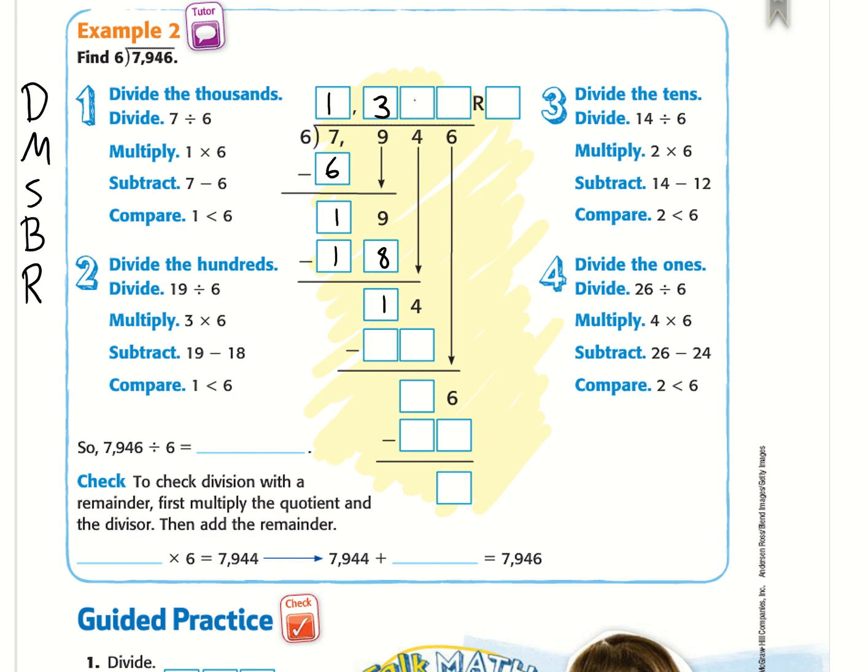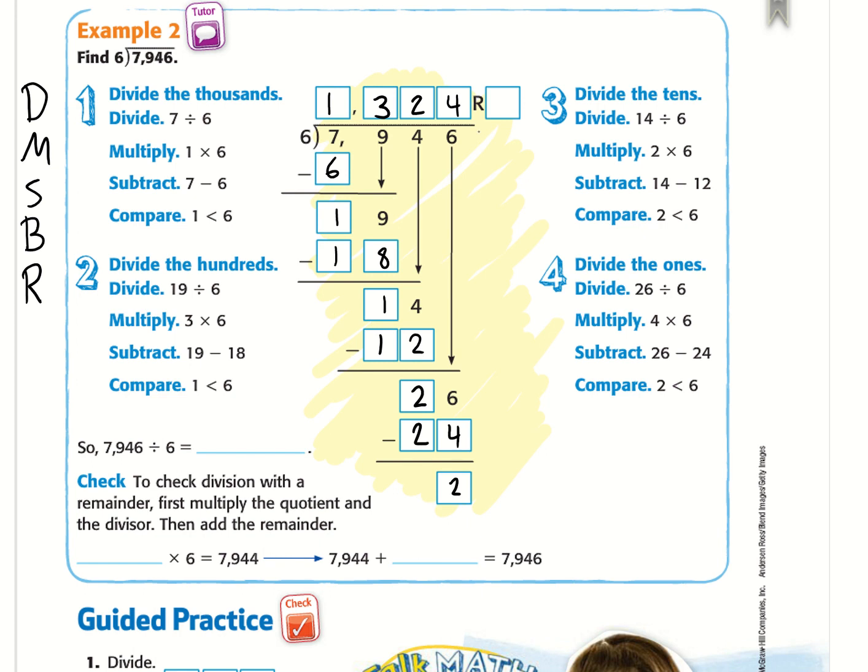6 divides into 14 twice. Multiply. 2 times 6 equals 12. Subtract. 14 minus 12 equals 2. And bring down. So we're bringing down the 6 to get 26. 6 divides into 26 4 times. 4 times 6 is 24. Subtract. 26 minus 24 equals 2.